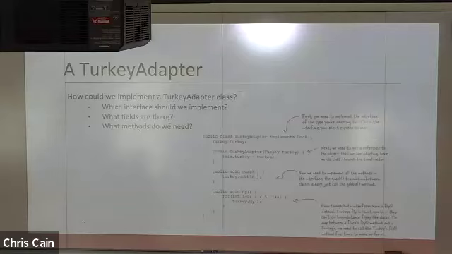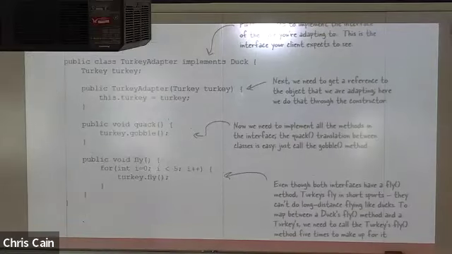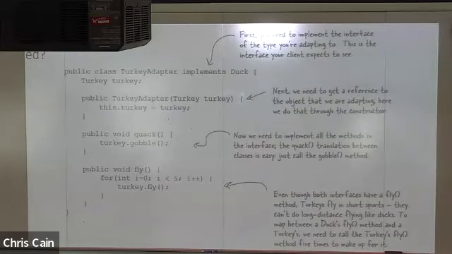So here's what it looks like. Is that visible? Can zoom in a little bit. Looks like it's a little bit zoomed out. In we go. So we implement the duck interface. In the constructor, we're going to pass in a turkey. We set the field to be what we pass in. And note that since we're implementing the duck interface, we need methods for everything in the duck interface. So we need a quack method and we need a fly method. But we need to convert what the turkey actually does into what the duck does. So when the duck quacks, the turkey gobbles. And when the duck flies, the turkey needs to fly 5 times.